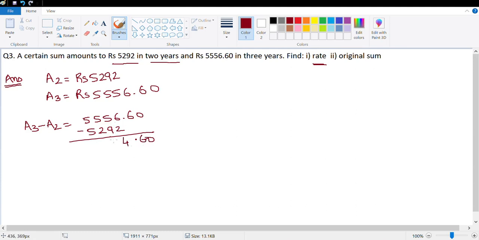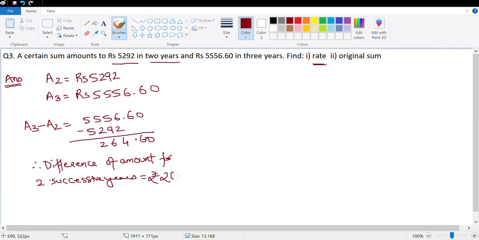6 minus 2, 4, 15 minus 9, that's 6, 4 minus 2, that's 2. So therefore, difference of amount for two successive years is equal to rupees 264.60. What this means is 264.60 is interest on the previous amount, in this case 5292, for 1 year. Perfect.